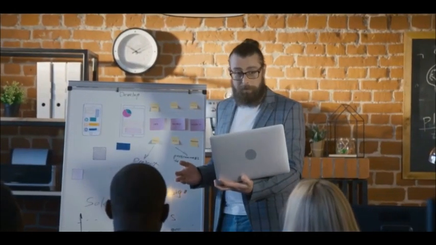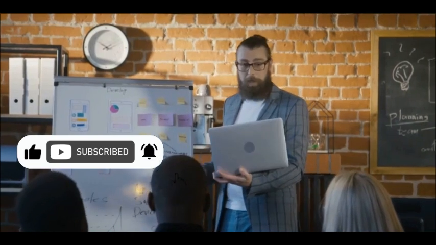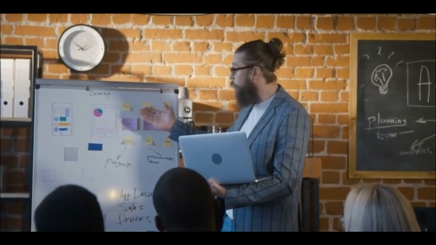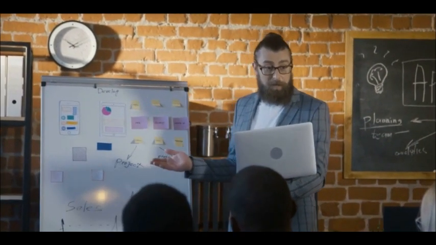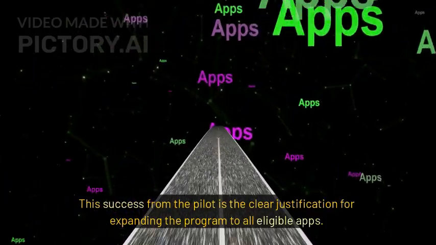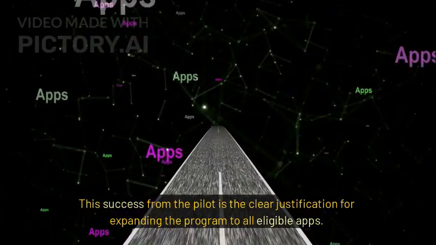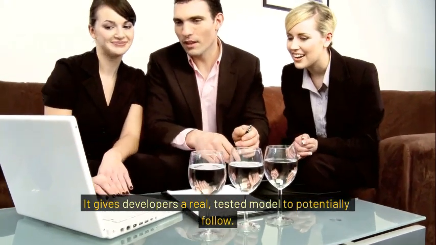It shows that there is advertiser interest within the Pi ecosystem willing to spend Pi on ads, and that the technical mechanism for delivering ads and distributing Pi revenue to developers is functional, at least on a smaller scale. This success from the pilot is the clear justification for expanding the program to all eligible apps. It gives developers a real, tested model to potentially follow.